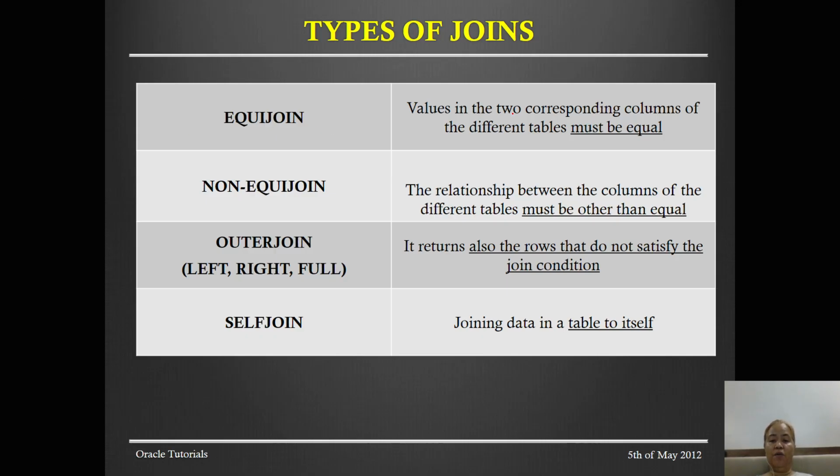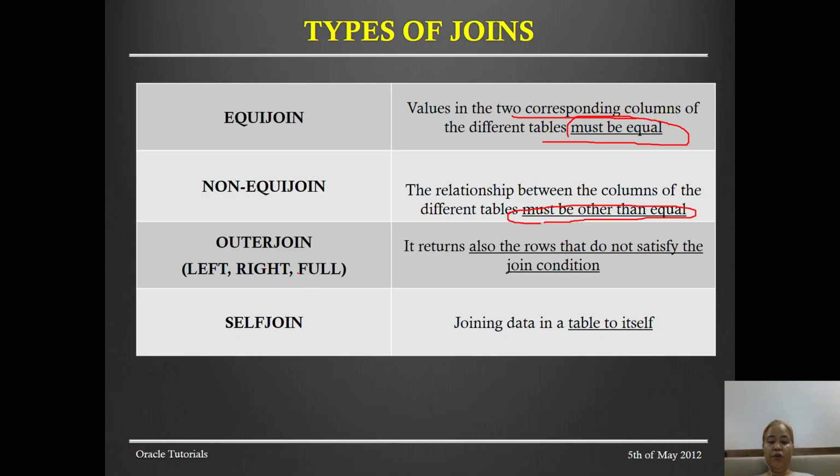Equi-join: values in the two corresponding columns of different tables must be equal. Pareho dapat, para ma-join natin. Halimbawa, nilagay mo dun sa isang table ay mayroong name, may age, dun sa kabila dapat pareho. Kaya dapat siya ay equal. Non-equi-join: the relationship between the columns of the different tables must be other than equal. Kasi pwedeng hindi siya equal or not.